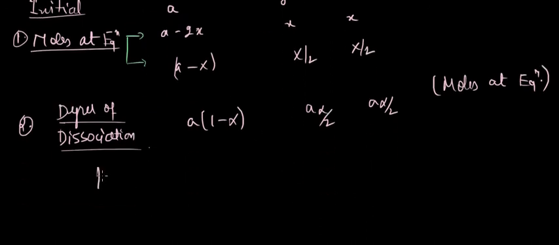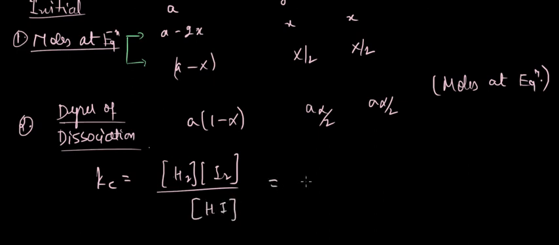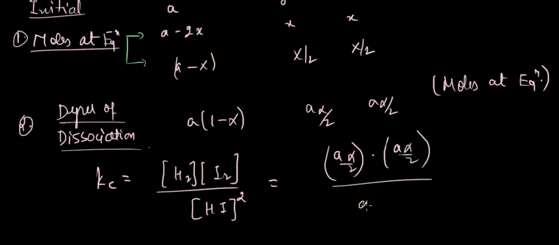So let's talk about the Kc in this case. Kc would be the concentration of H2 multiplied with the concentration of I2 at equilibrium, divided by the concentration of HI at equilibrium squared. So Kc would be nothing but A alpha by 2 multiplied with A alpha by 2, divided by A into 1 minus alpha, squared.